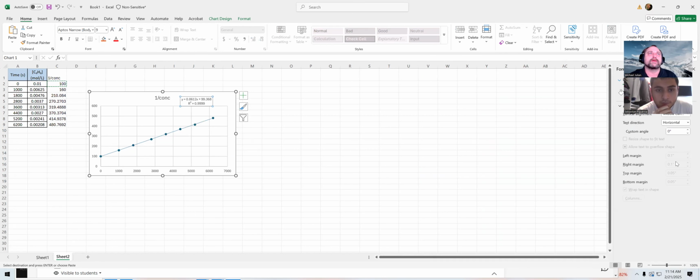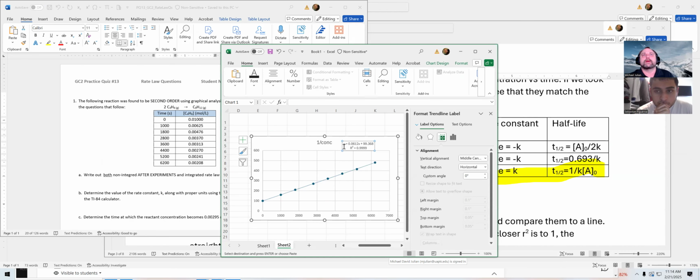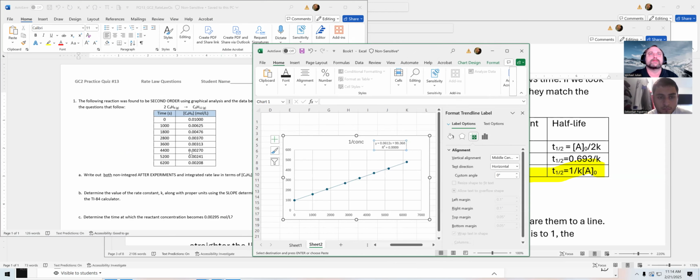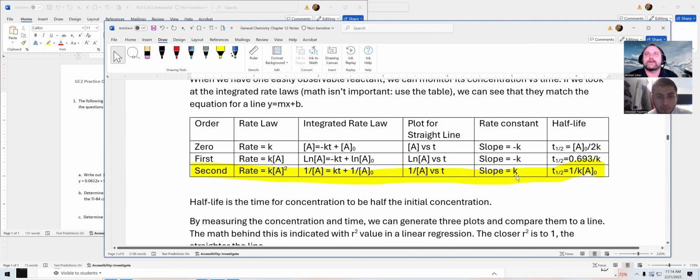So they told us it was second order. We already kind of knew that. But we now have this y equals 0.0612x plus 99.368. Okay, so that is my values for my equation. So when I have to do it over here, I'm going to go ahead and write this out. y equals 0.0612x plus 99.368. And that'll allow me to find, so the slope is k.